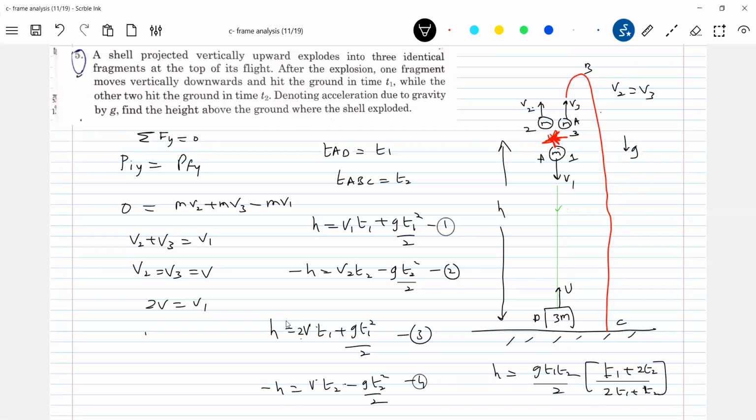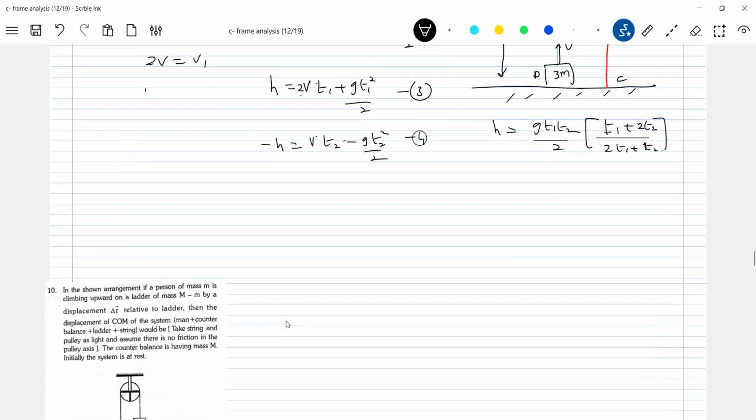Now same questions are like if it is not at the highest point, it exploded somewhere when it's moving. How to manage that problem? You may ask question like this also, when it is somewhere in between when it's exploded.